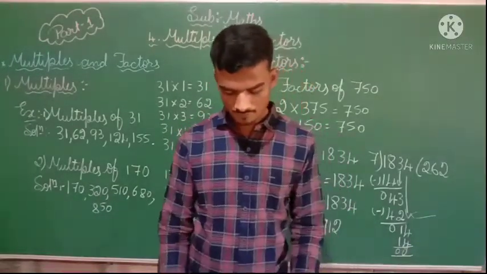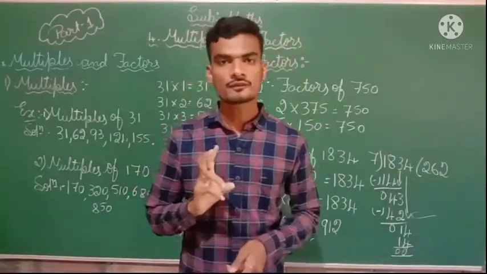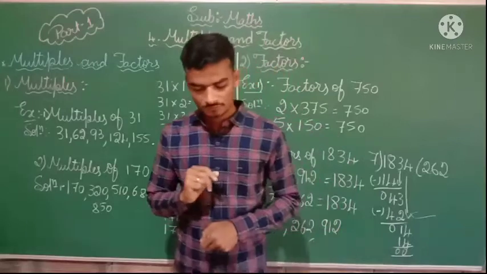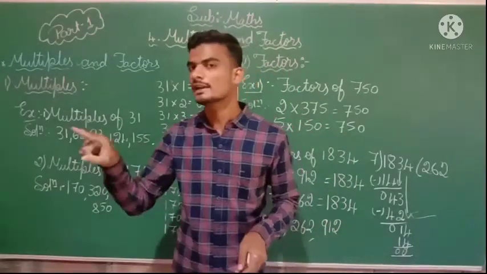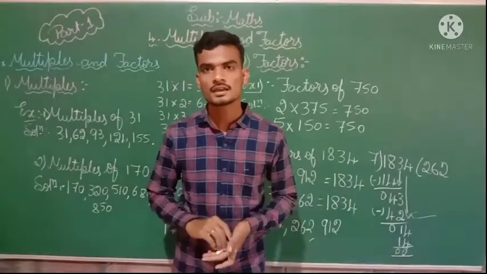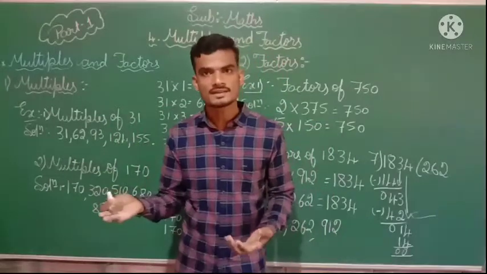Next, in D, they have given: find all 2-digit multiples of 9. See here, 2-digit multiples of 9 means you want to write the 9 table. Write down up to 90. Up to 90 you write down, all of which are 2-digit numbers.